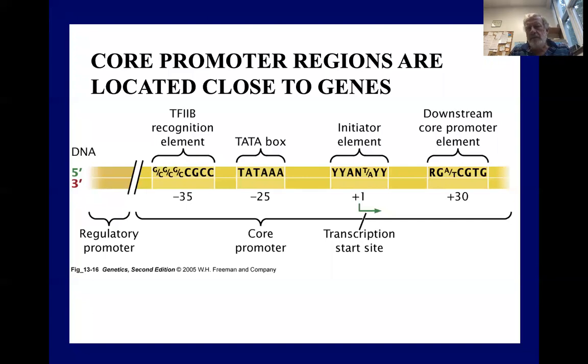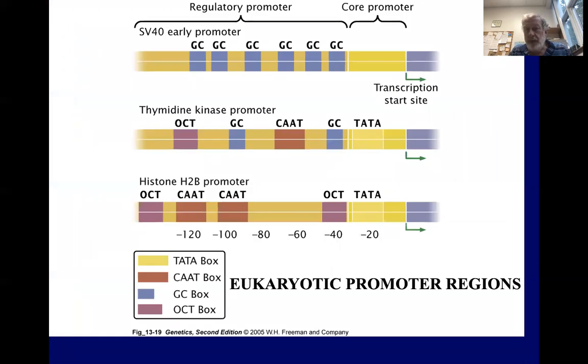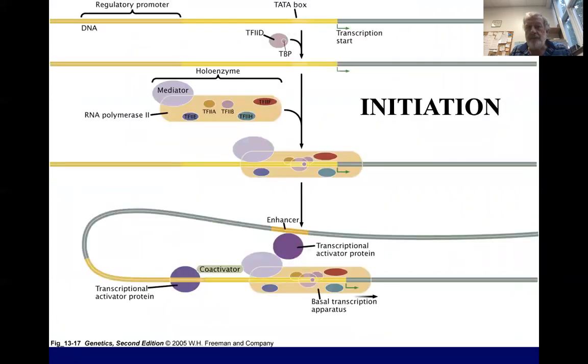And so here are the core promoter regions, just upstream of the gene in eukaryotes. Here are different core promoter regions for 3 different eukaryotic genes. So here's initiation. The long hot dog-like object is the RNA polymerase 2, and all those other things that say TF are transcription factors.